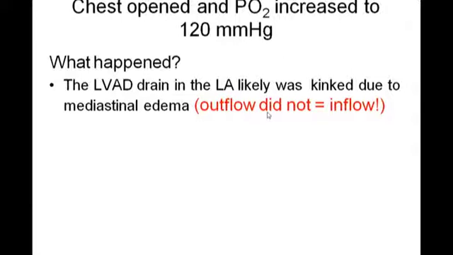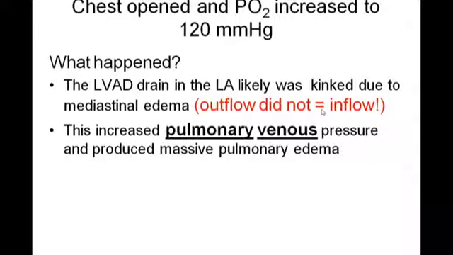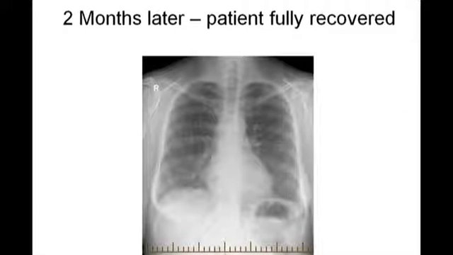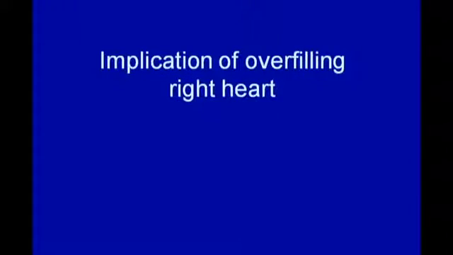This is the example of outflow not matching inflow. So this increased pulmonary venous pressure produced massive pulmonary edema, and she was in trouble. And this is her x-ray. 2 months later, she walked out of hospital alive and functioning.